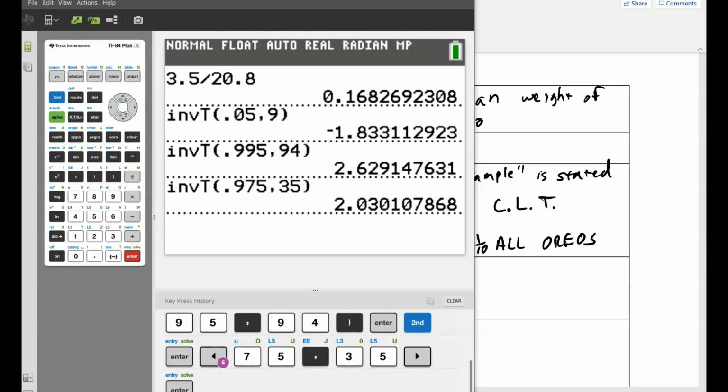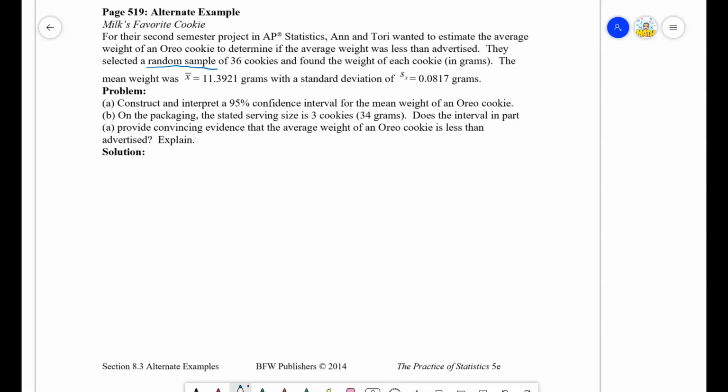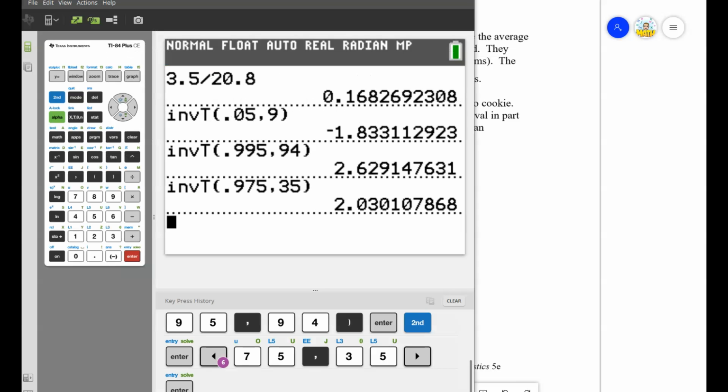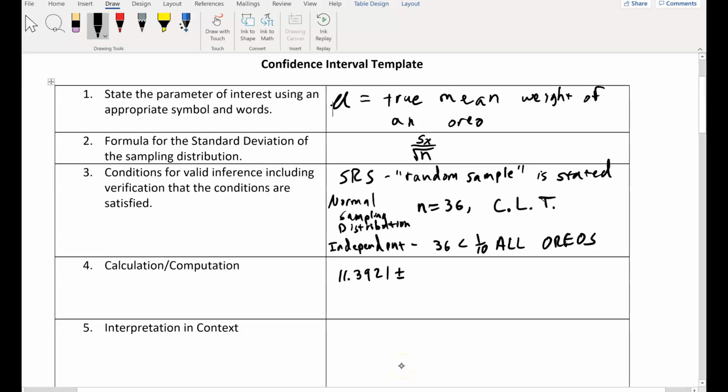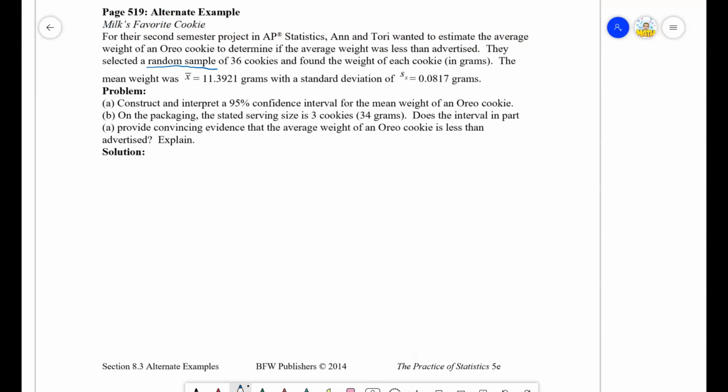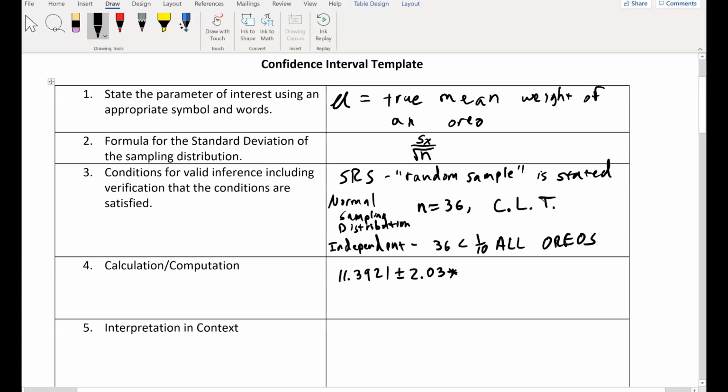Okay, let me just double check that it was 95% confidence. Yeah, I thought I saw that. Okay, so my t-star is going to be 2.03. So it's going to be plus or minus 2.03 times my standard error estimate, which we go back is 0.0817. That's the sample standard deviation, 0.0817. But remember, that's for the sample, so we have to divide that by the square root of 36, which is just 6.